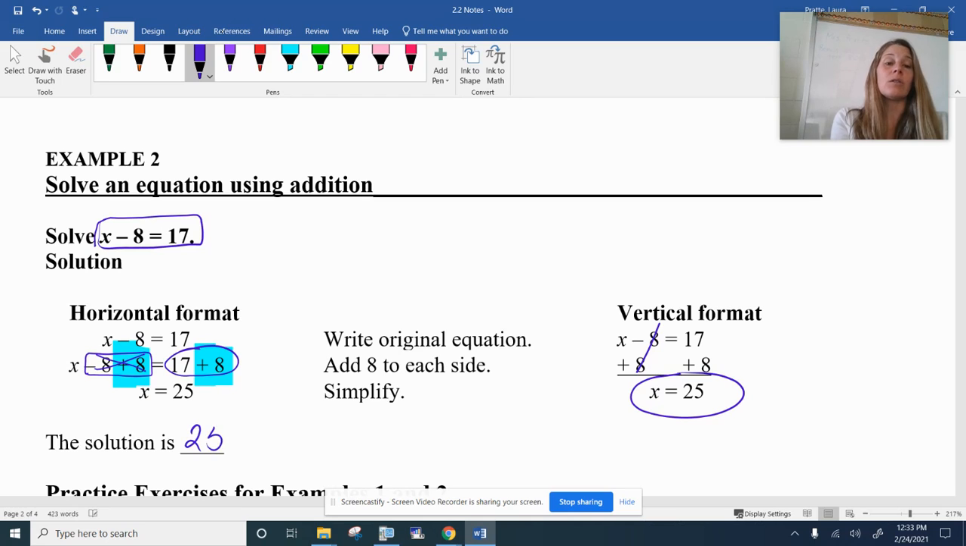So again, it's just two different methods you can use to organize your work. I prefer the vertical format on paper, but if I were doing it digitally and I had to type in my work on a computer or something, then I would probably use the horizontal format.